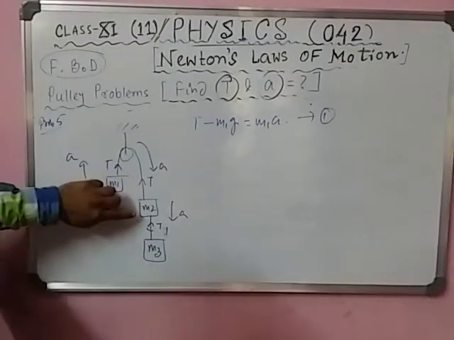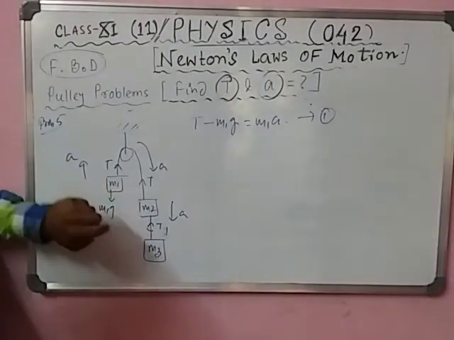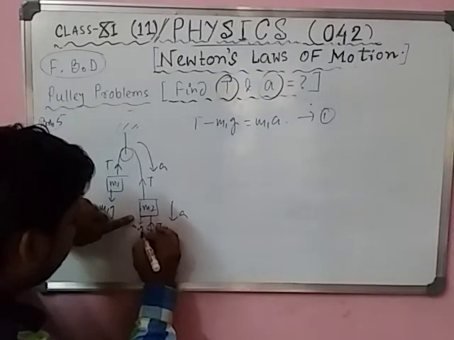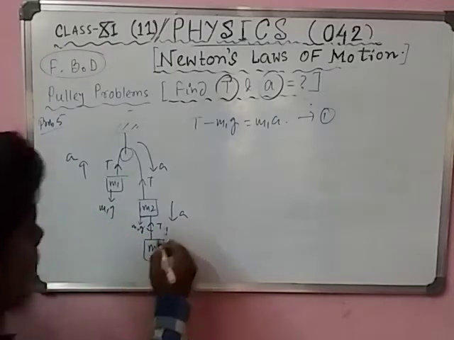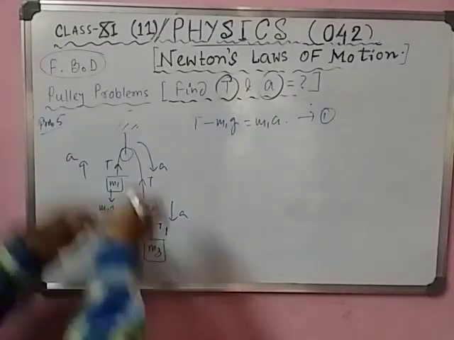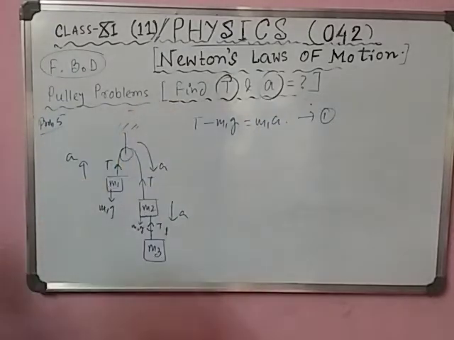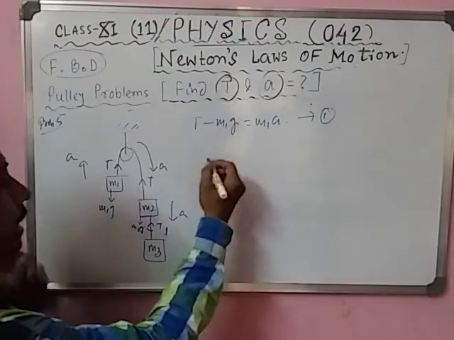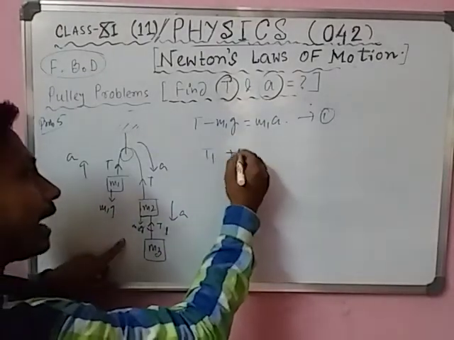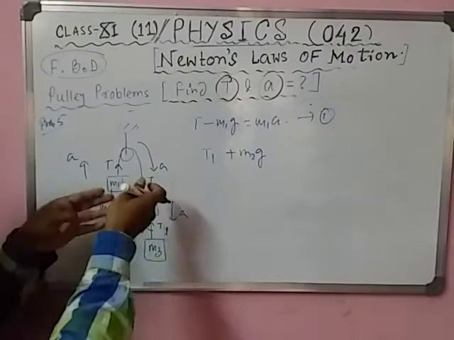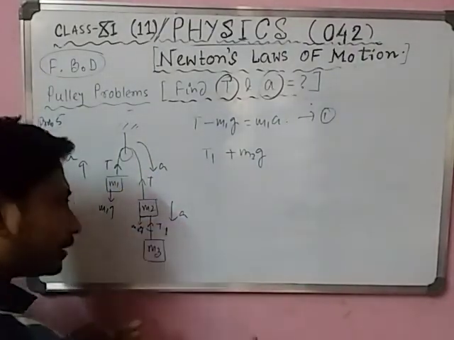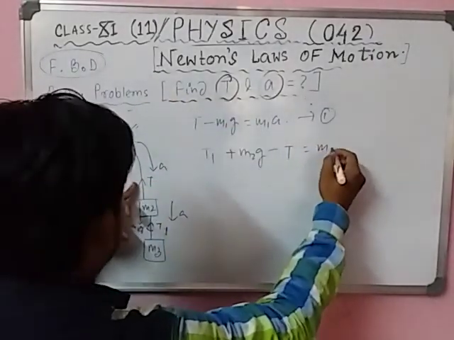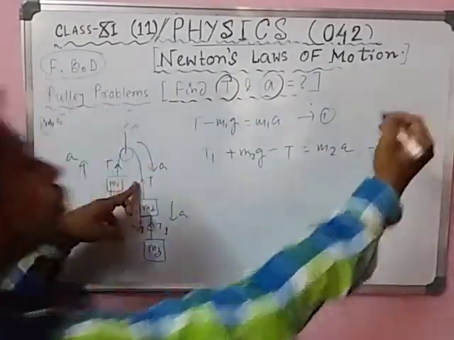Number 2 is for M2. See here, if you consider M2 as a free body, M2G is downward, T1 is also downward, T is upward, and the acceleration is downward. So the acceleration supports T1 and M2G. So you can write T1 plus M2G, am I right? Because both are in the downward direction and support the acceleration, minus tension upward, is equal to M2A. This is equation number 2.